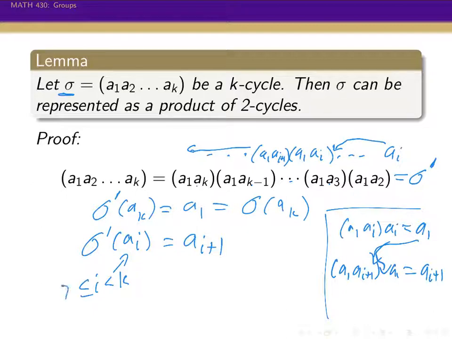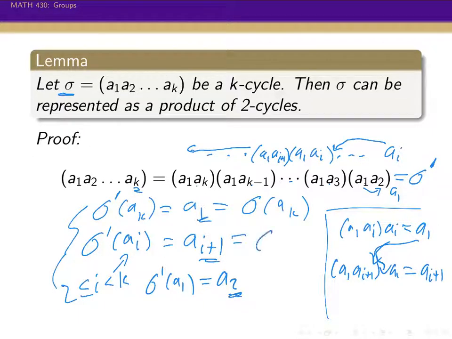Let's do this starting at 2. And then last but not least, if we apply sigma prime to A1, A1 gets sent to A2, and A2 doesn't appear again. And so sigma prime of A1 is equal to A2. So checking through here, every AI is getting sent to the next higher index, except for AK, which is getting sent to A1. And so this is exactly the same thing that sigma is doing.